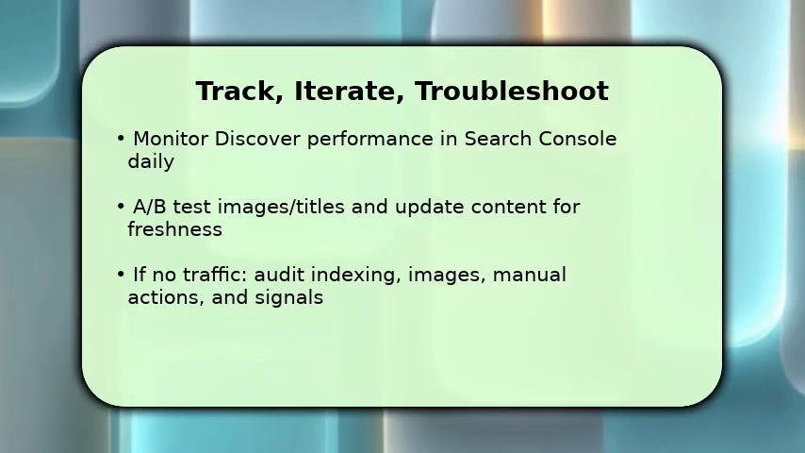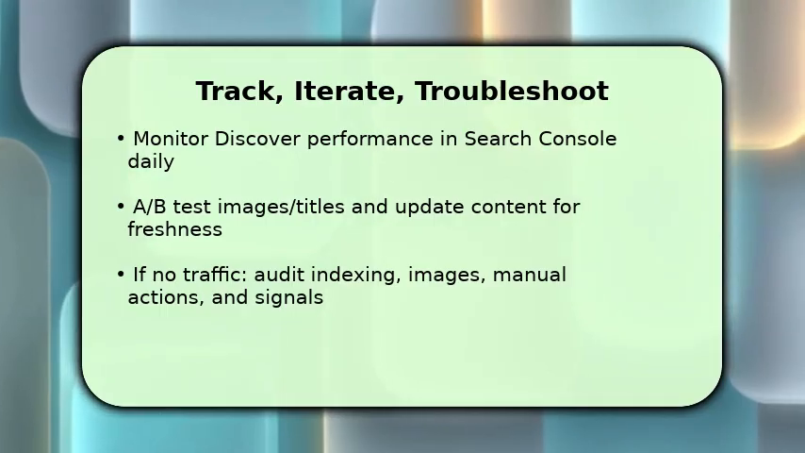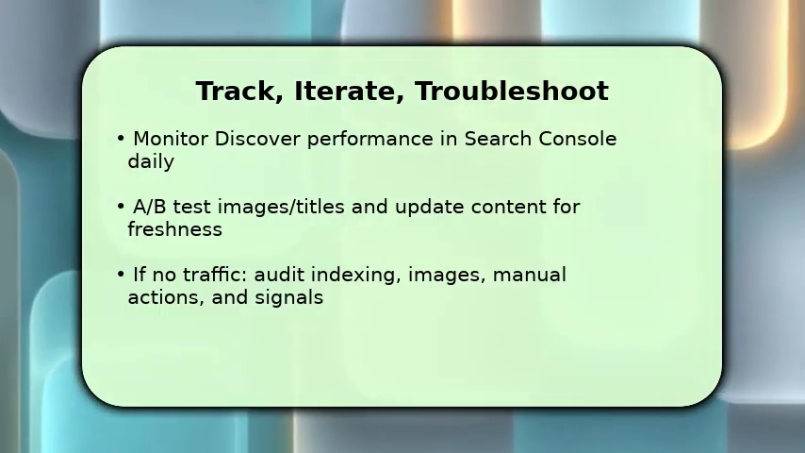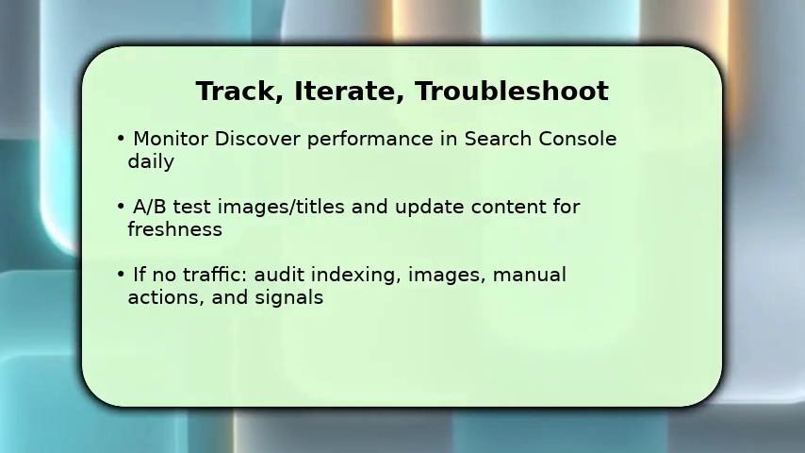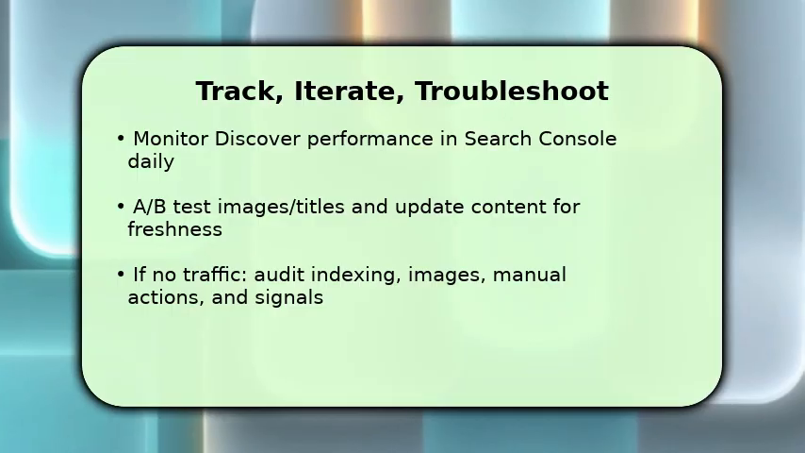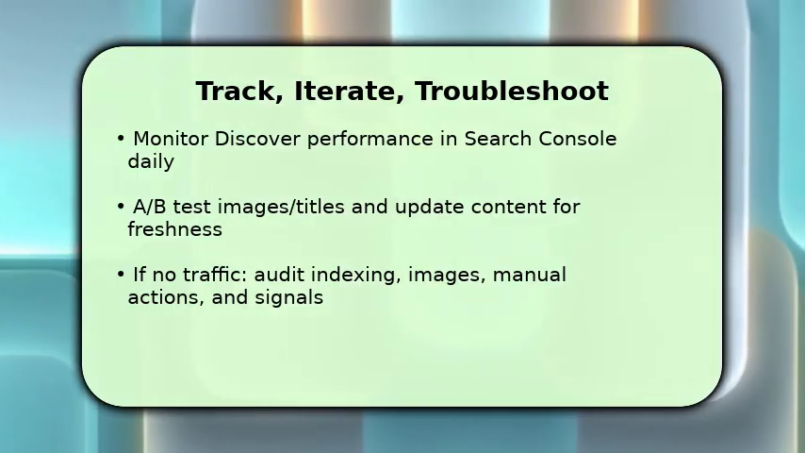If you still see no Discover traffic, perform a focused audit. Confirm pages are indexed, inspect image size and metadata, check for manual actions, and review Core Web Vitals. If issues persist, repair the specific signal. Fix AMP, replace images or improve authority, and repeat the tests.